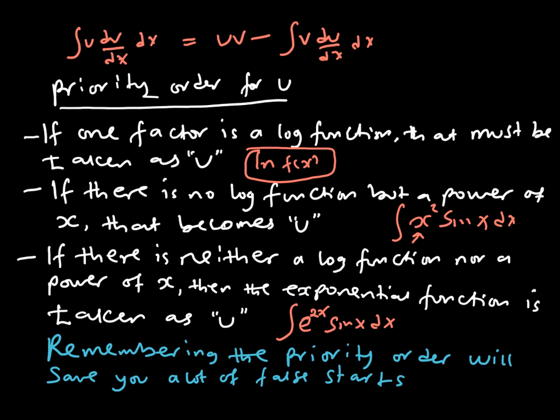But even if you take sine, we anyway shall see that these are repeating functions. But you could also have this situation, x squared times e to power 2x. In that case, there is a power of x. This cannot be u. Automatically, the power of x becomes u. So remembering this priority order will save you a lot of false starts.